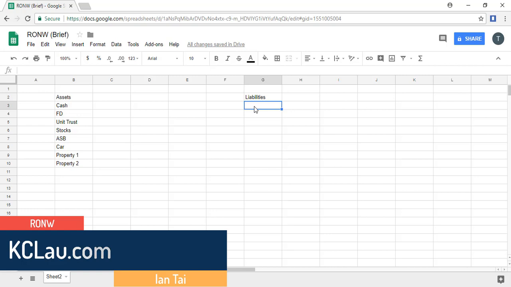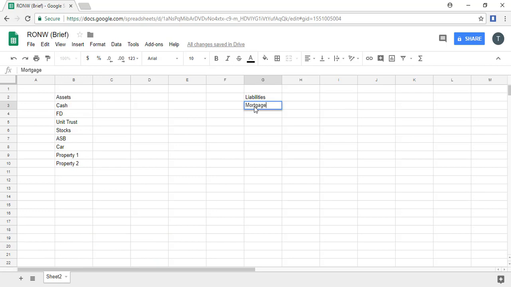For example, if you have a property, then you may want to put in your mortgage. You can put in two separate mortgages, one for your personal residence and the other for your investment property. And of course, you can put in your car loan since you have a car. Do you have any personal loan? If you have, you may want to put in personal loan. Or if you have any outstanding credit card balance, put in credit card. And of course, if you have a PTPTN loan, you may just want to put that in. Okay, so this is step number 1.